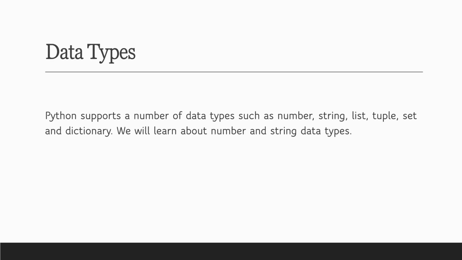Data types. In Python, variables can hold different kinds of values, and these are known as data types. Python supports many data types such as numbers, strings, lists, tuples, sets, and dictionaries. But let's begin with the two most basic and important ones, that is numbers and strings.